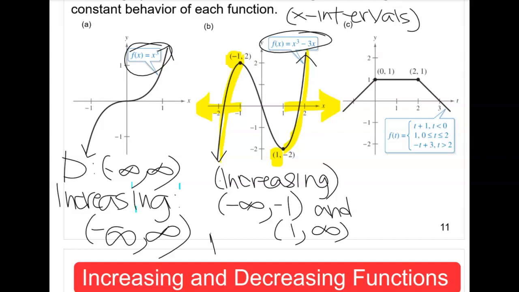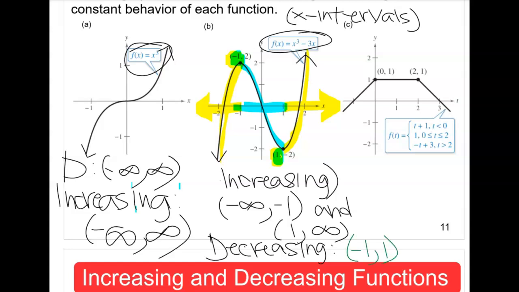Okay, now for decreasing, it's going to be from what I'm going to highlight in blue. And again, we have to use those x values. So it's going to be from negative 1 to positive 1. So decreasing from negative 1 to positive 1.